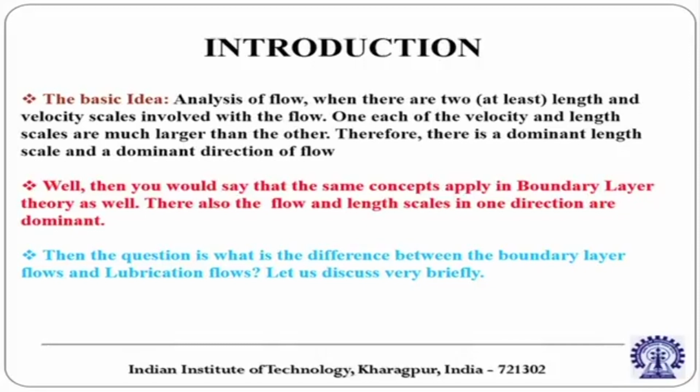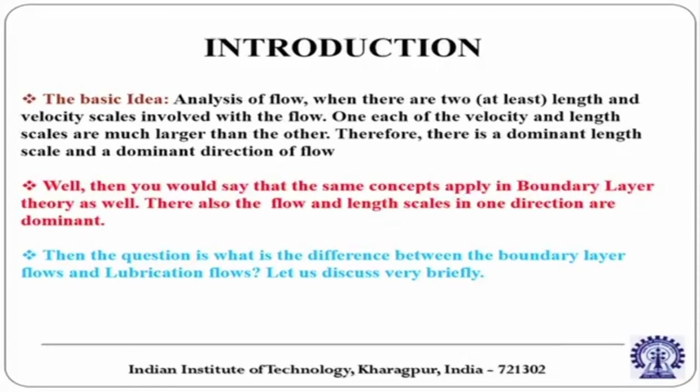The basic idea is the analysis of flow when there are at least two length and velocity scales involved with the flow. For example, in the two dimensional case you have the two length scales H0 and L_C. If H0 and L_C are of the same order, then you cannot consider that within the purview of lubrication theory, because they are not two different scales. You have to have one scale significantly smaller than the other. Each of the velocity and length scales are much larger than the other, therefore there is a dominant length scale and a dominant direction of flow. This is very important.